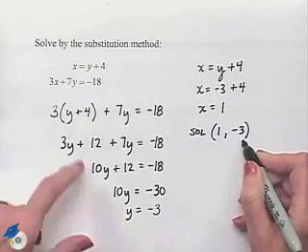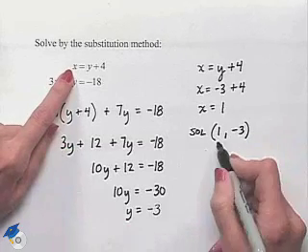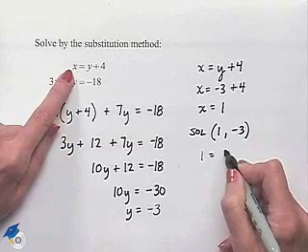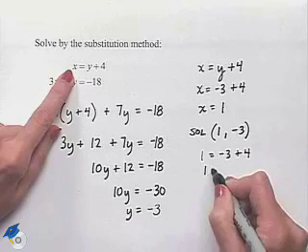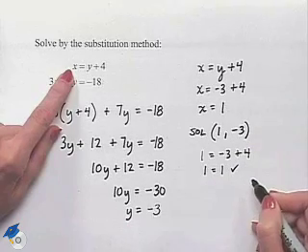Let's double check that in both equations. We would have our x value of 1 equals negative 3 plus 4. Negative 3 plus 4 is 1, and so our first equation checks.